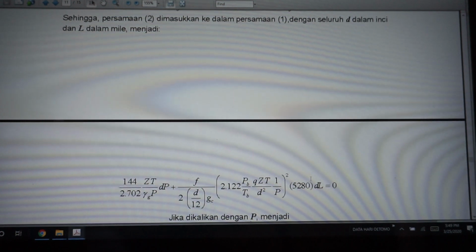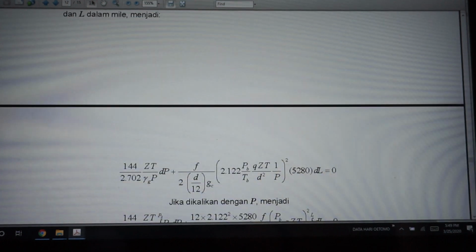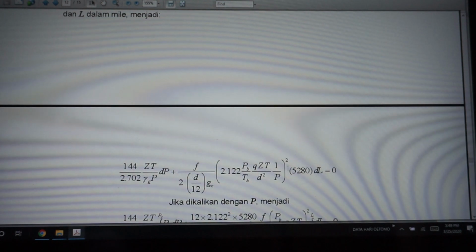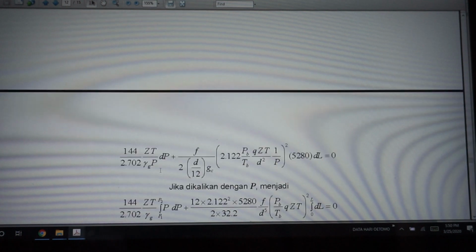1 mile is equal to 5,280 feet. Okay. So this one is the mile, this one is from the equation above, and this one is because of the pi. And this one was already mentioned above.